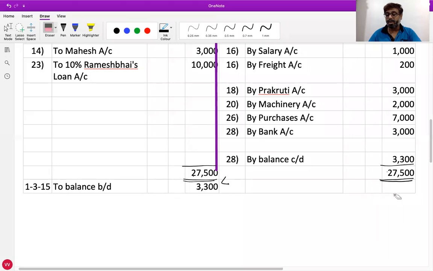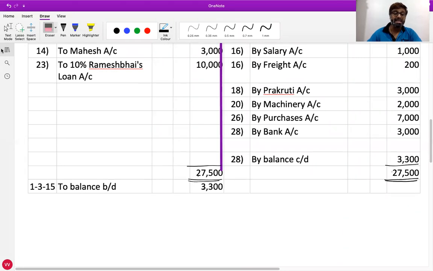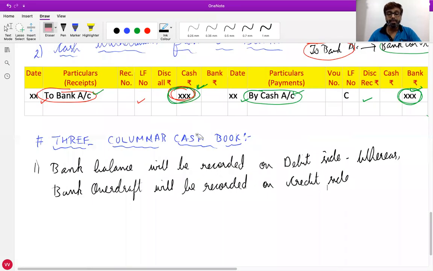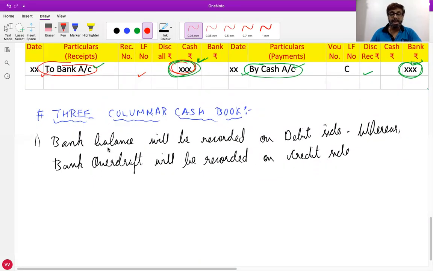Okay, why does bank balance come on the debit side? Because receipts are more than payments. And why does bank overdraft come on the credit side? Because payments are more than receipts. Any doubts in this? All of you are clear with it? Sir, please explain again.